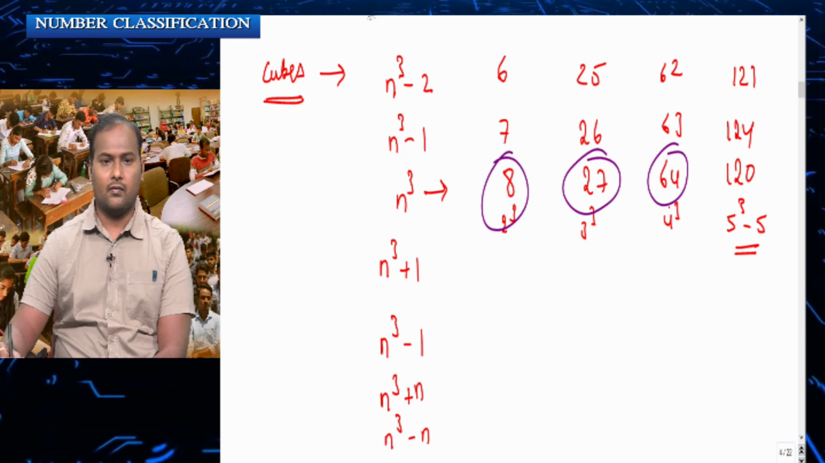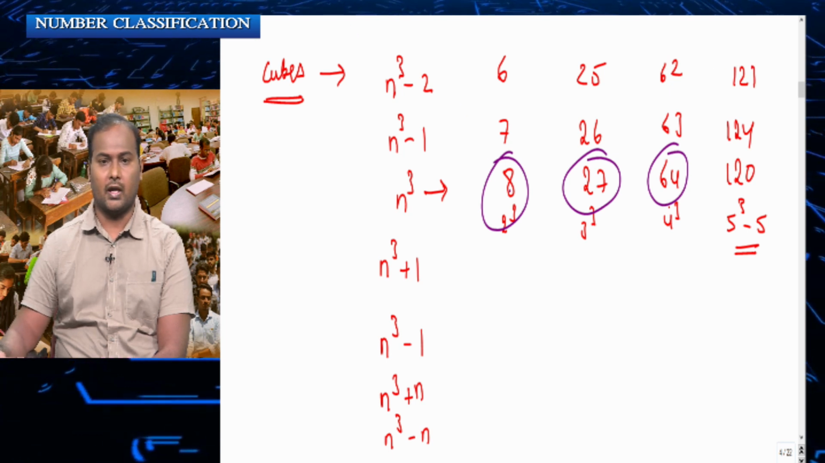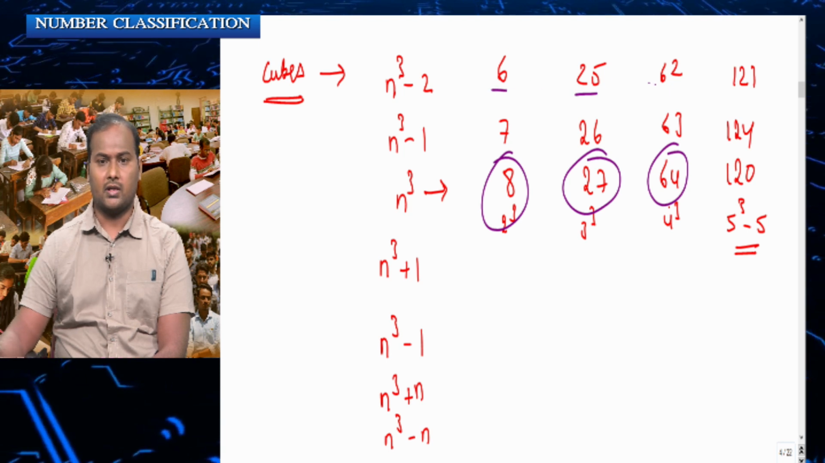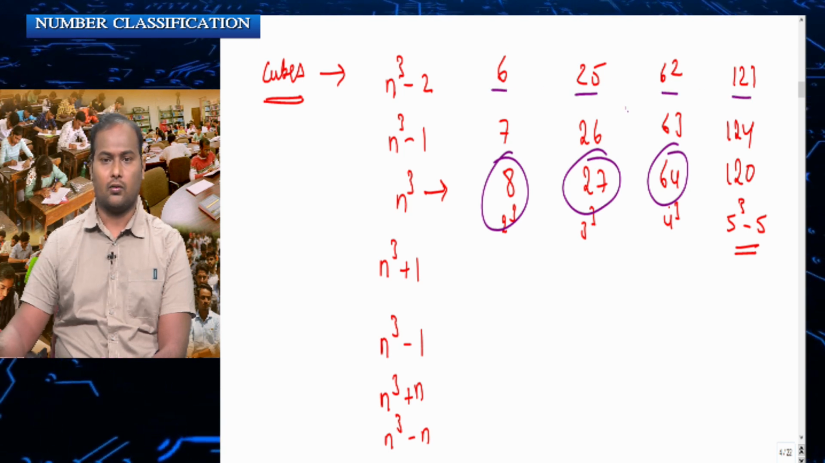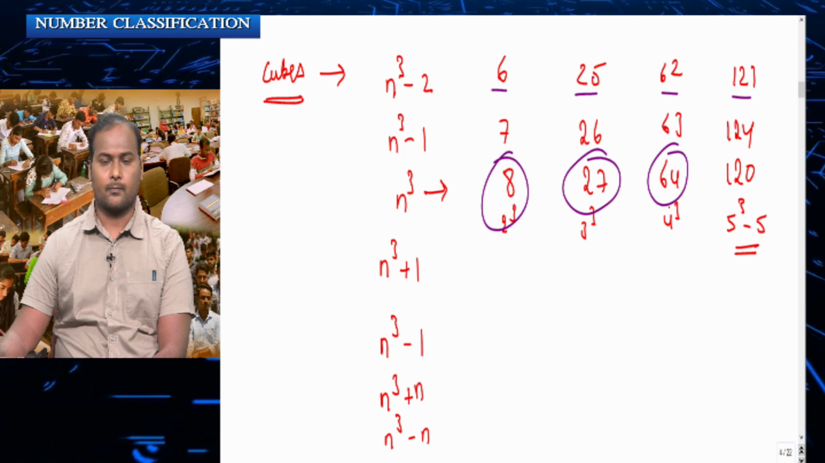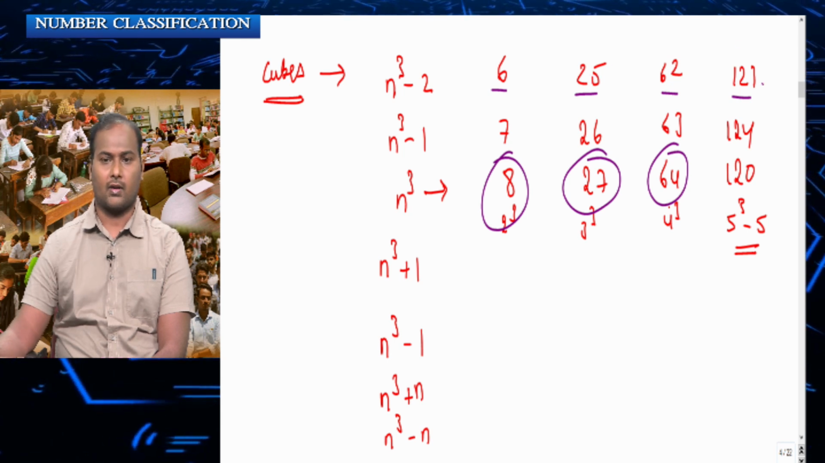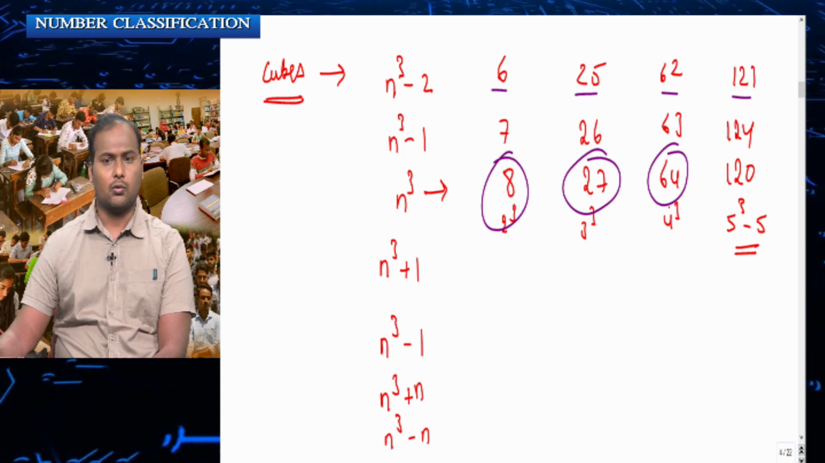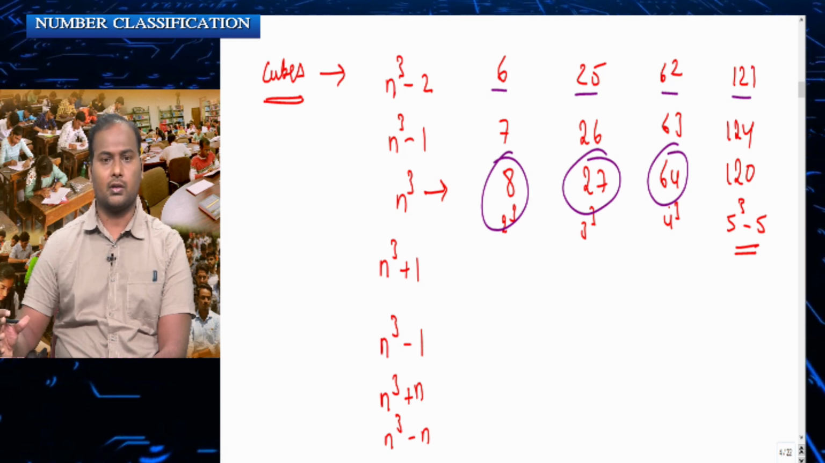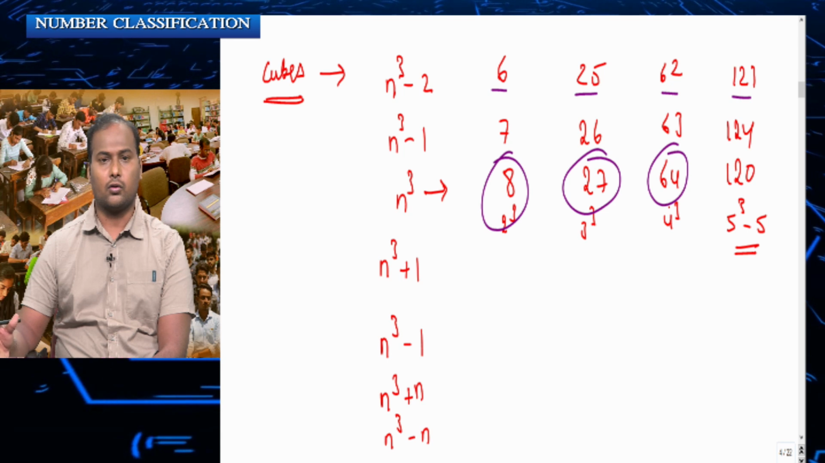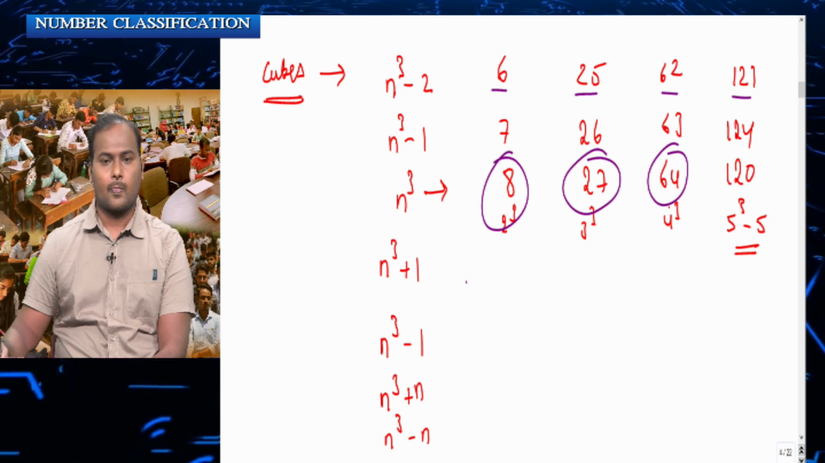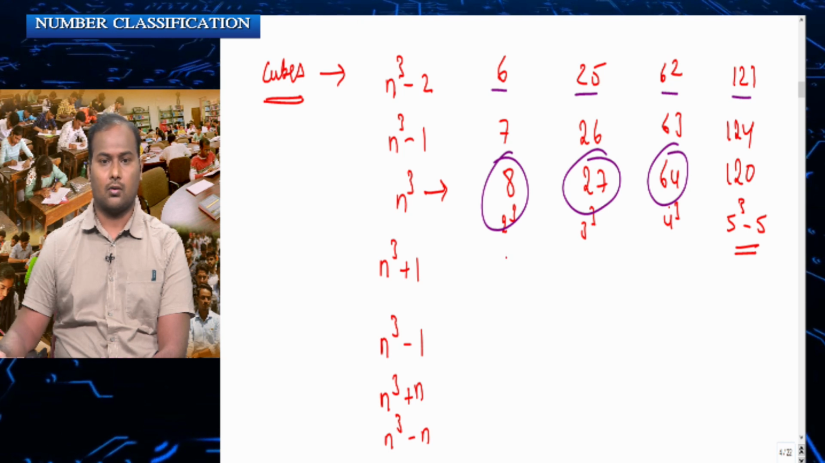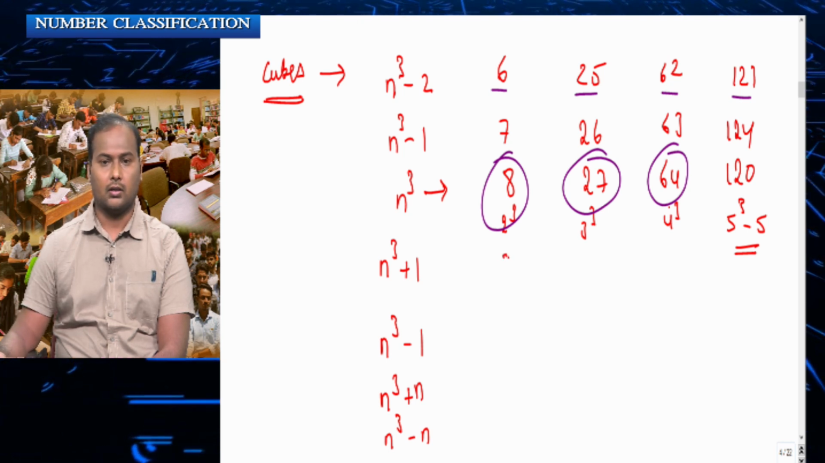See here, everywhere the range of numbers is the same. Here, see 8, 27, 64, 120. Here also, 6, 27, 62, 120. The moment you see values near to 25, near to 60, near to 120, near to 210 or 220, you should get in your mind that this is the n cube format.